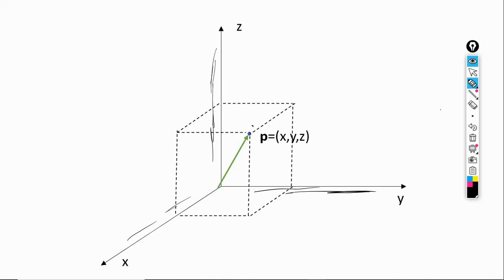So to find point P, for example, first we travel the distance x, which is this one. Then we move in the y direction. And finally, we would go up z units to finally arrive to point P, which would be described with x, y, z.